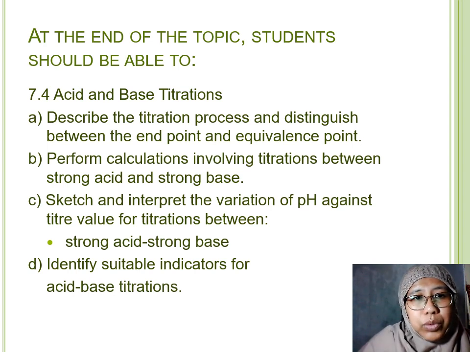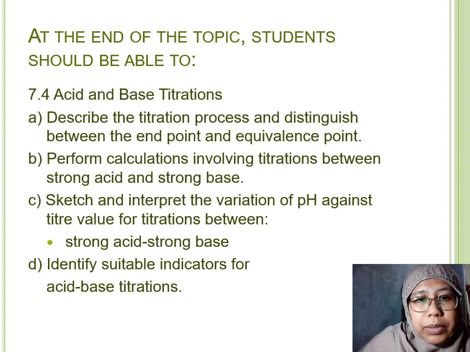Today we are going to continue chapter 7 Ionic Equilibria by learning lesson 40 regarding titrations. We should be able to describe the titration process, distinguish between the endpoint and equivalence point, perform calculations involving titration between strong acid and strong base, sketch and interpret the variation of pH against titre value for titrations between strong acid and strong base only. And then we're going to identify suitable indicators for acid-base titrations.